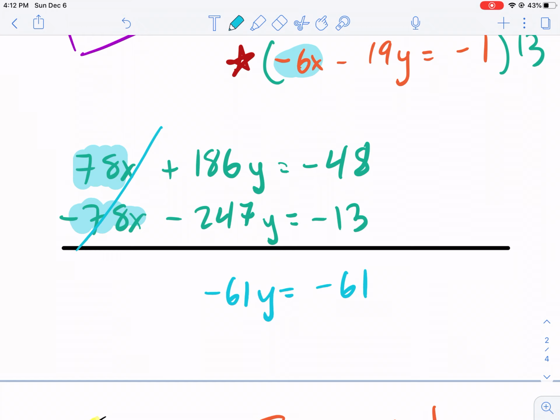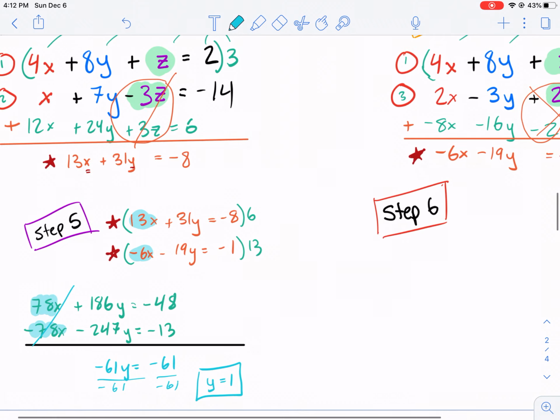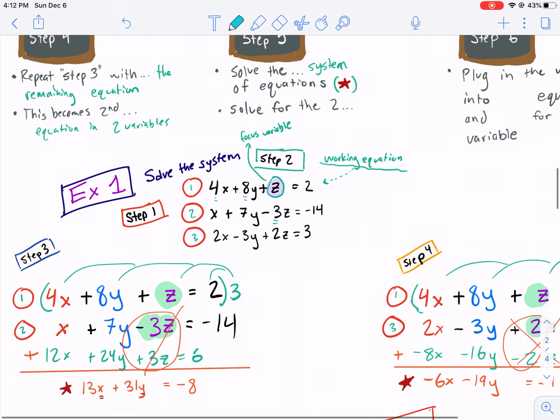What do you know? We're going to divide by negative 61, divide by negative 61, and we get y equals positive 1. Okay, this is a momentous occasion for us. We have our first number.